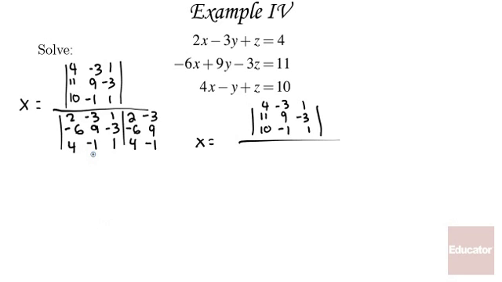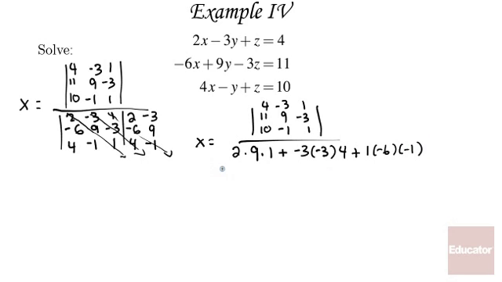Starting at the upper left, using the diagonal method, I'm going to find the products of this first diagonal. That's 2 times 9 times 1, plus this next set of numbers, negative 3, negative 3, 4, that product, plus, coming down right here, 1, negative 6, negative 1.